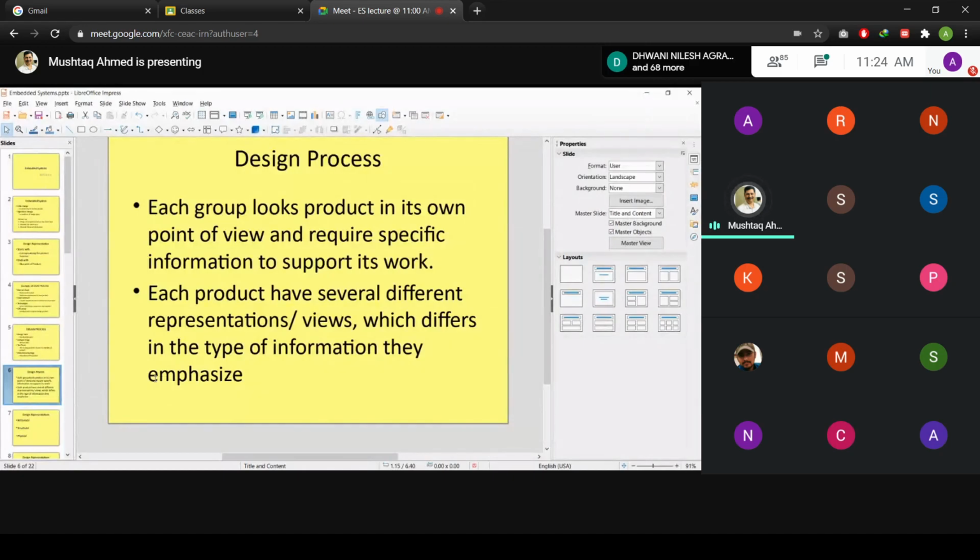So in the design process, each group looks at the product in its own way, because we have various different levels of abstraction. Basically, there are 7 levels of abstraction while making this design process, and we do require to look into that.